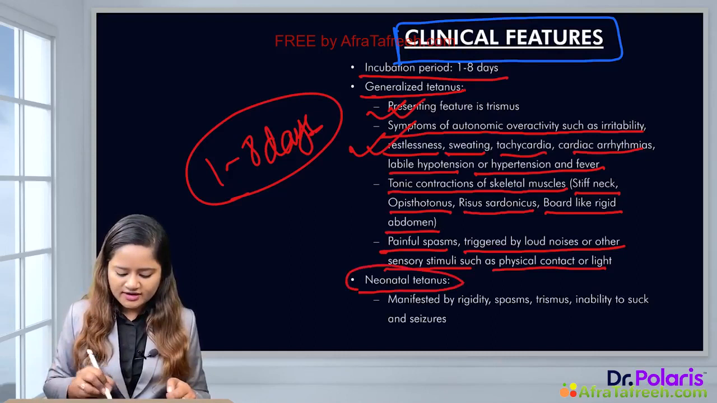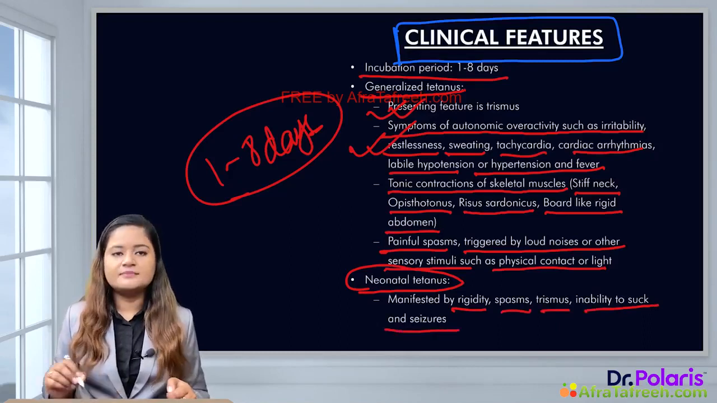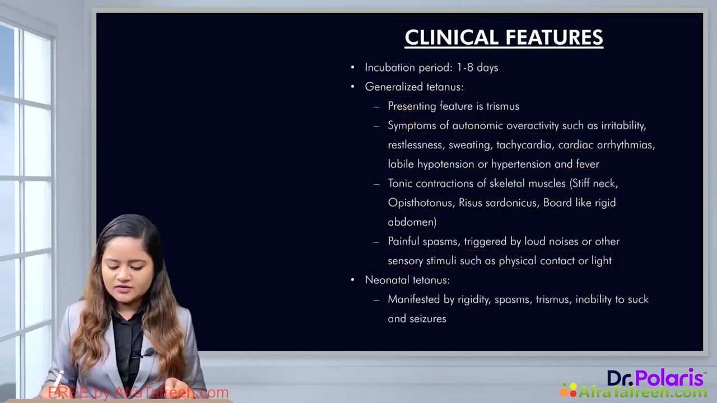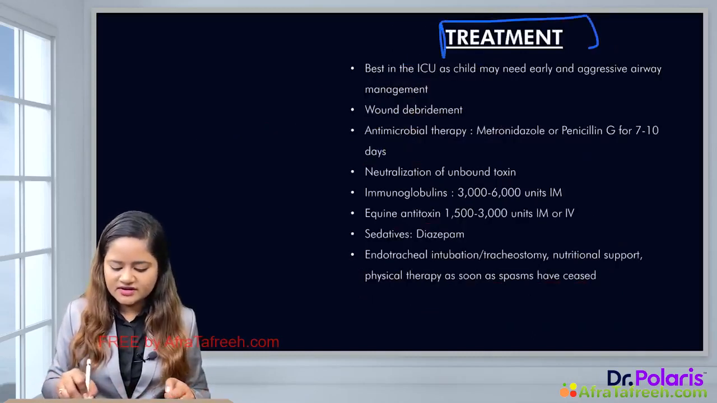Neonatal tetanus, however, can present with features of rigidity. There could be spasm, trismus, inability to suck, and sudden episodes of seizure. So the tone of the body also increases in cases of neonatal tetanus. It's a very dreadful disease and the treatment is very, very important.